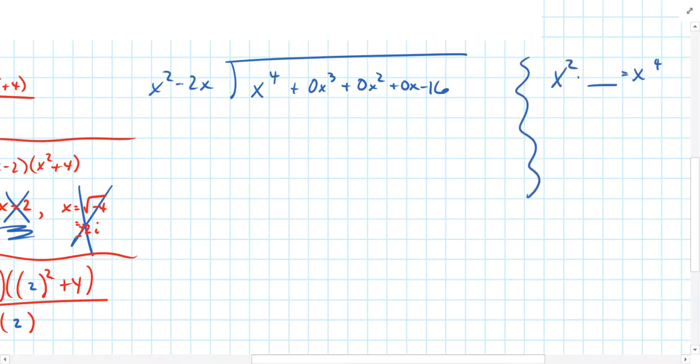So I always start by asking myself, x squared times what will equal x to the fourth power? And as it turns out, x squared times x squared will equal x to the fourth power.